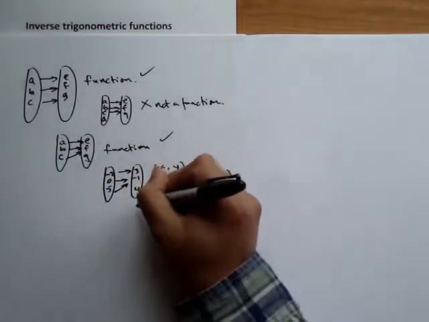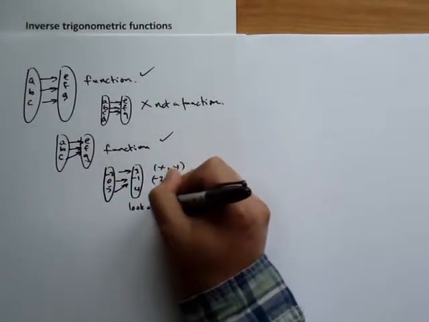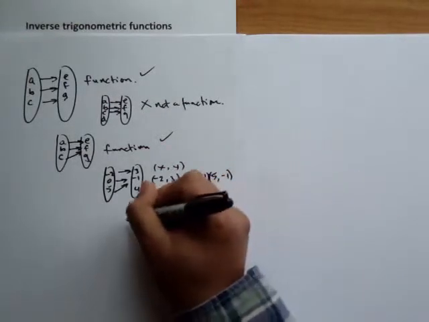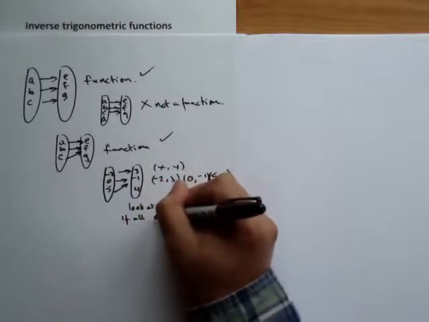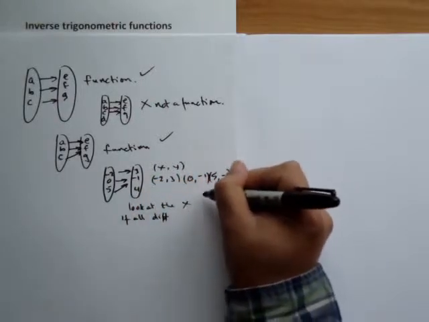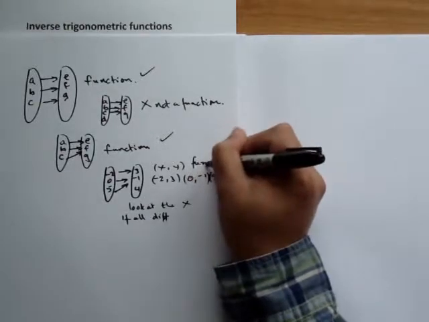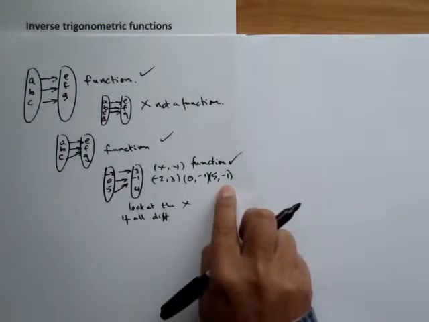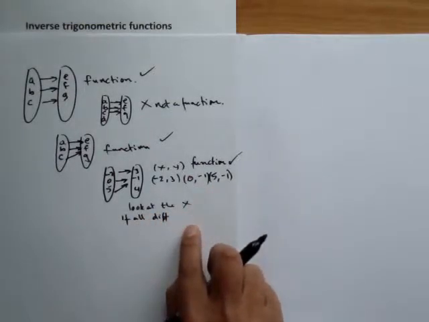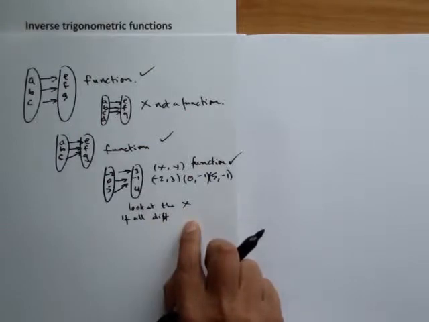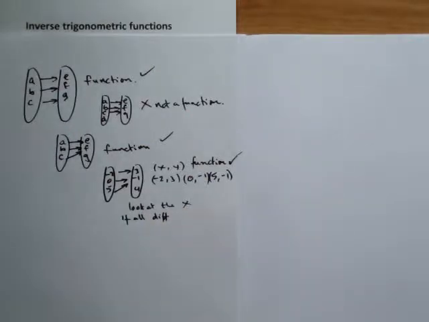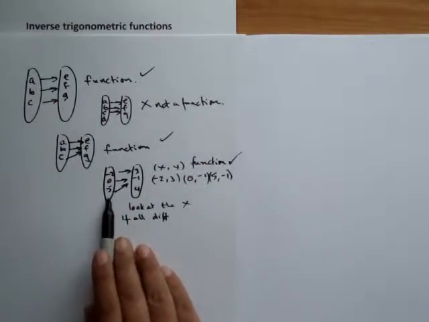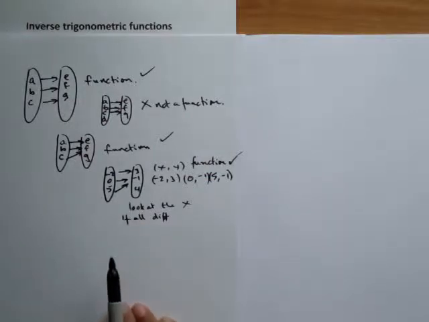If we look at the x values, and if they're all different, then it's a function. So this is a function. We don't really look at the y values, we look at the x values, and if all the values are different, then it's a function. Again, if there's a spare x value at the bottom, say there was a 6 which didn't map onto anything, then that wouldn't be a function.